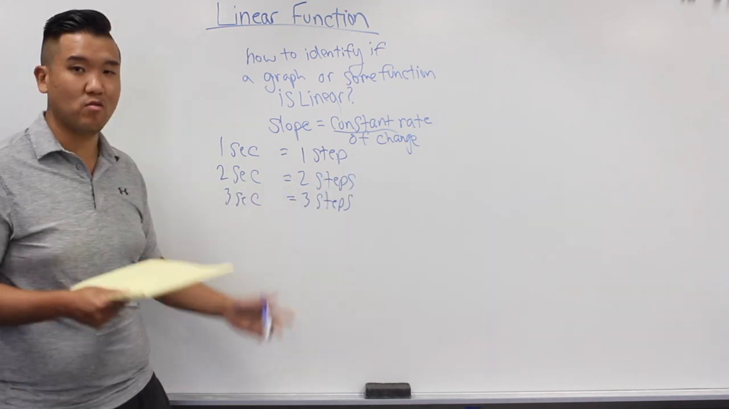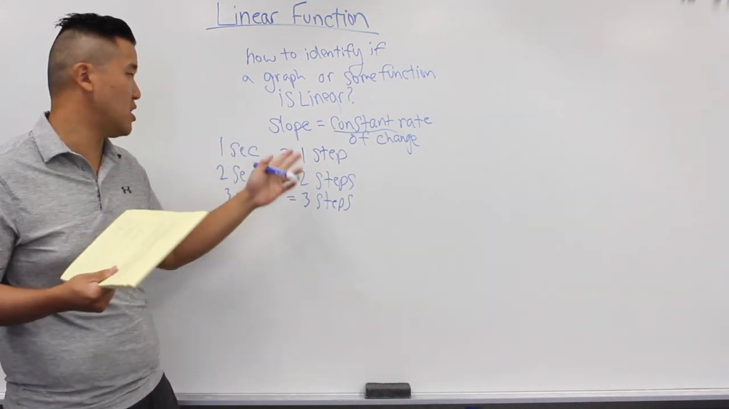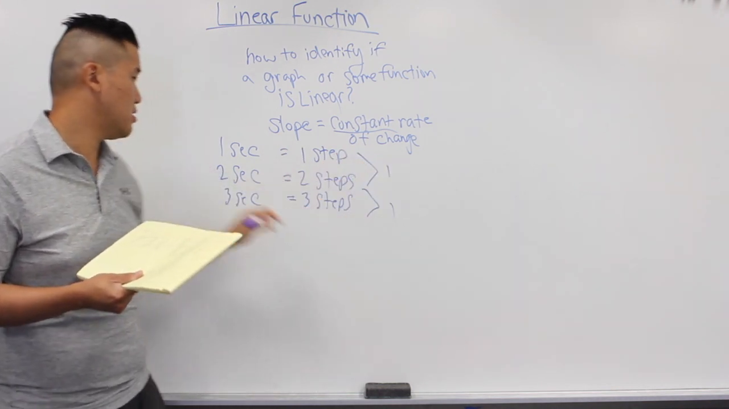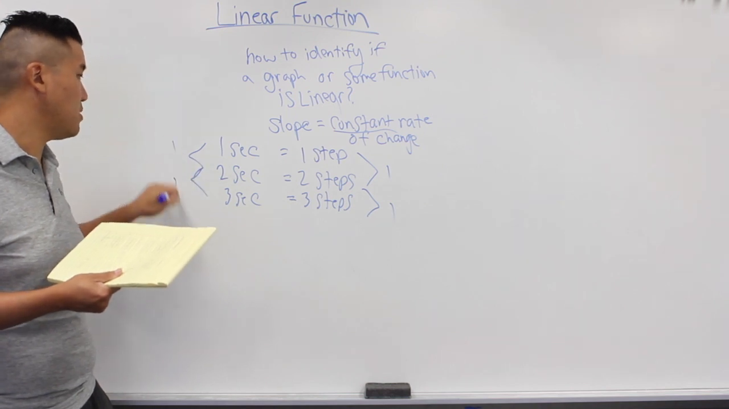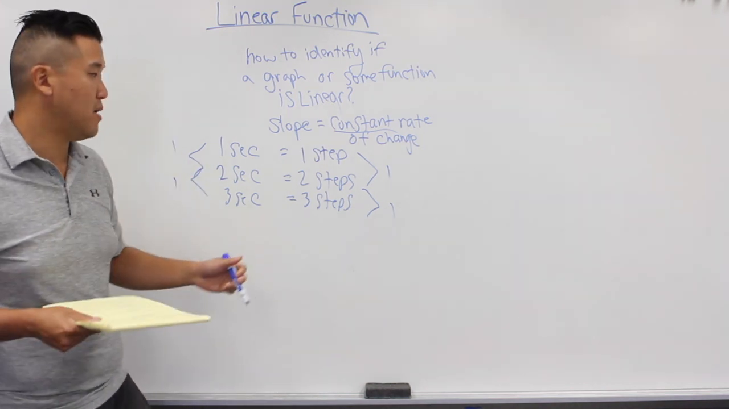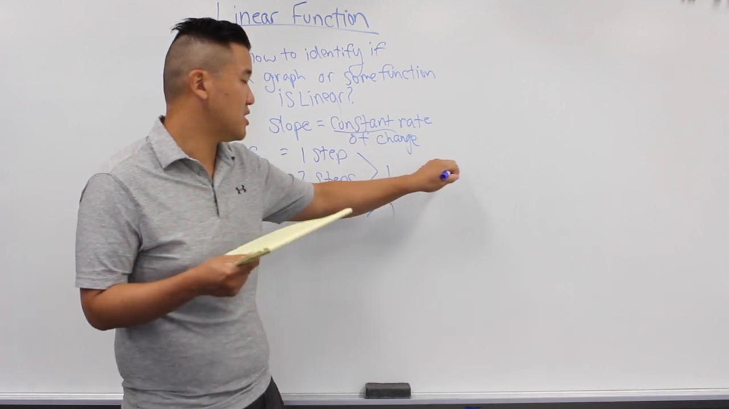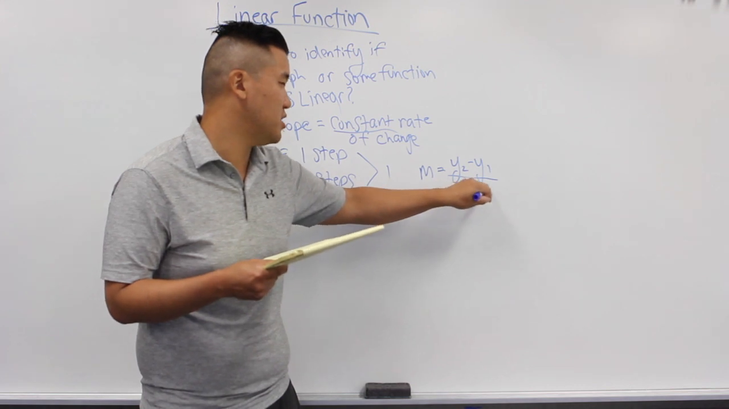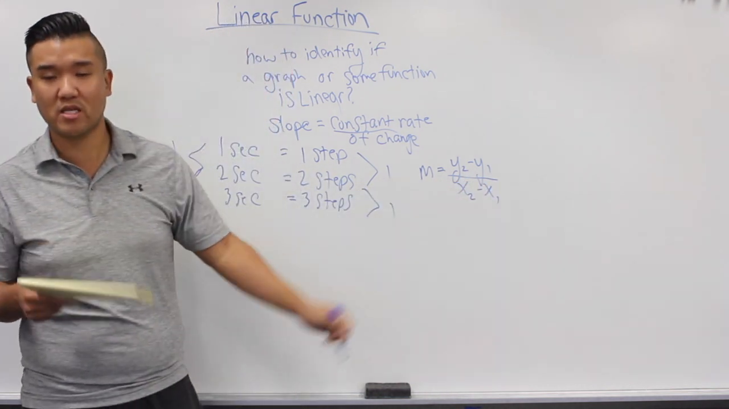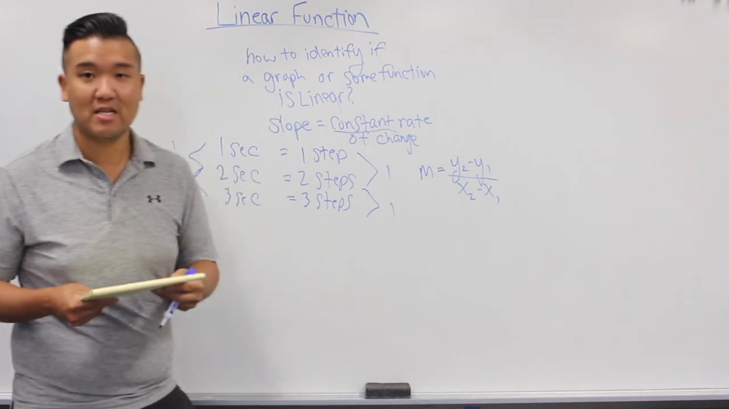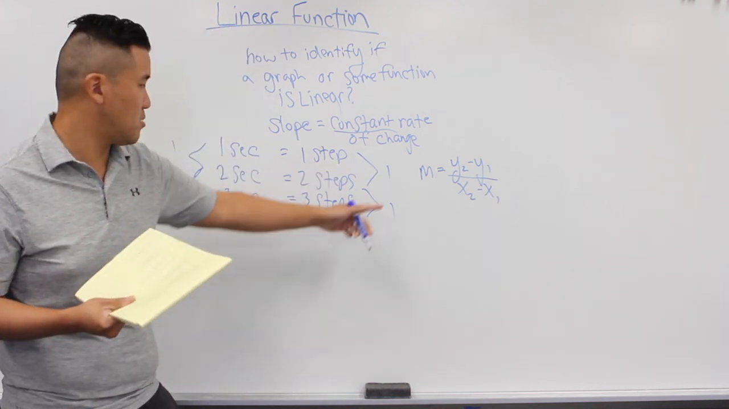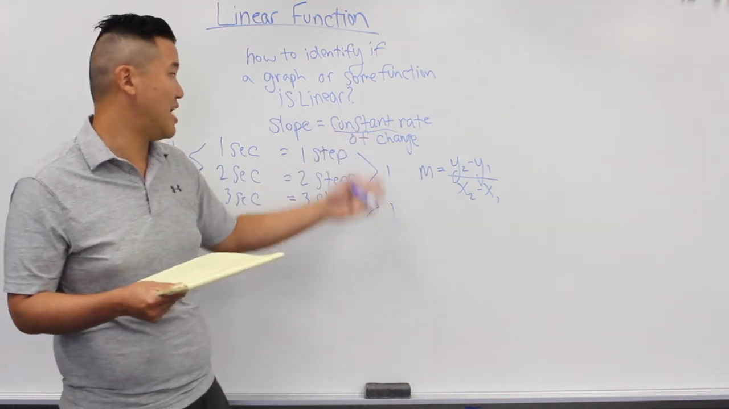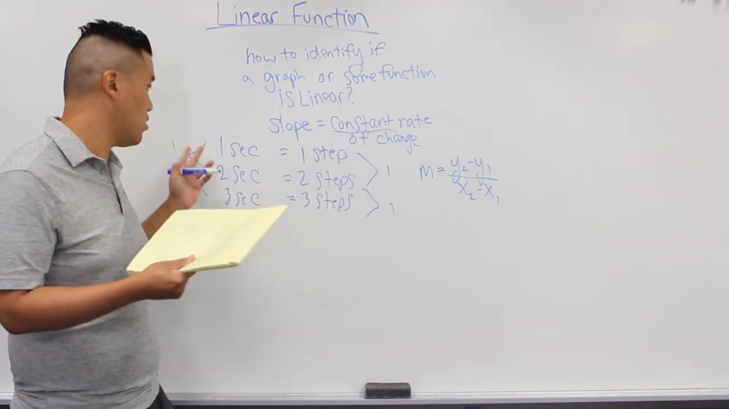What do you notice? Every second that goes on, you take 1 step. Do you see a pattern? Yeah, we're going up by 1. How about here? We're going up by 1. So how do you find slope? Slope is going to be the change in your y's over your change in your x's. We're going to go more in detail than that. Today we're just focusing on, is it linear or not? As long as there's a pattern with addition or subtraction, and it's a constant rate of change, then it will be linear.